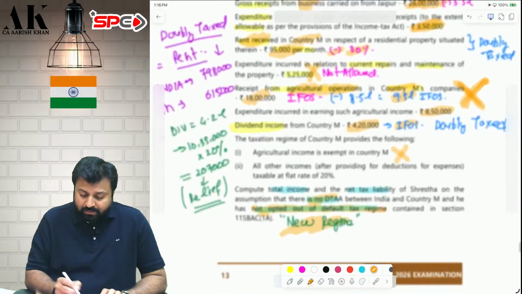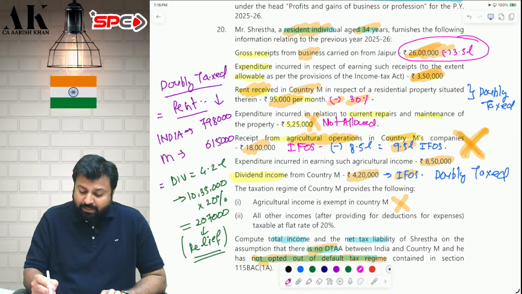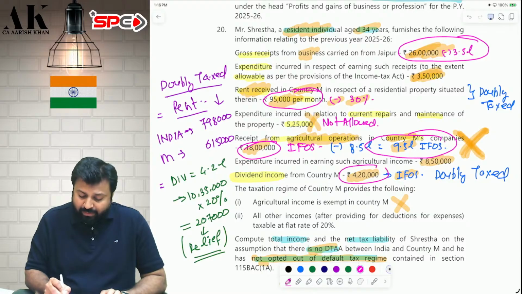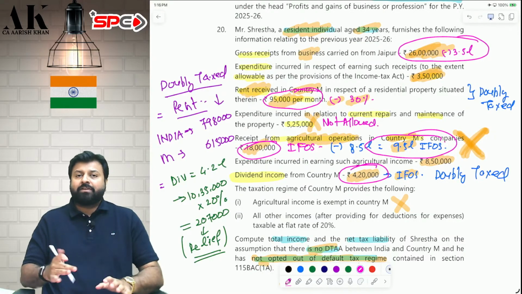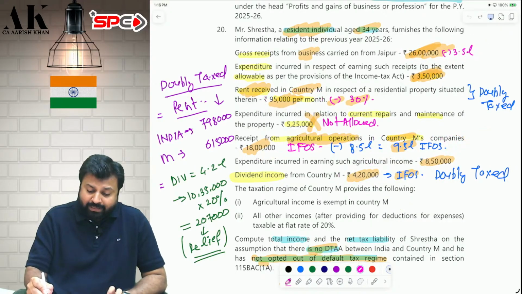Okay. So we have to compute total income. So total income will include what? 26 lakhs minus 3.5 lakhs. Then 95,000 minus 30%. Then 18 lakhs minus 8.5 lakhs. And then 4,20,000. Then you have to compute tax. After you have computed tax, now you need to find out doubly tax income.